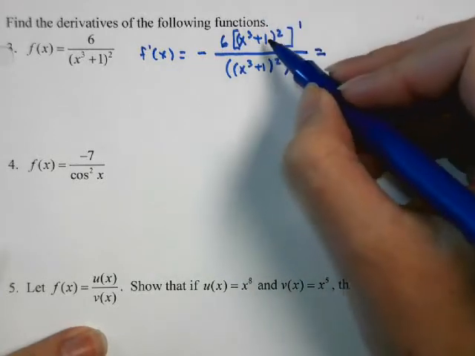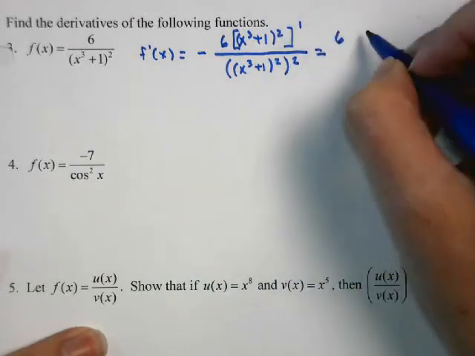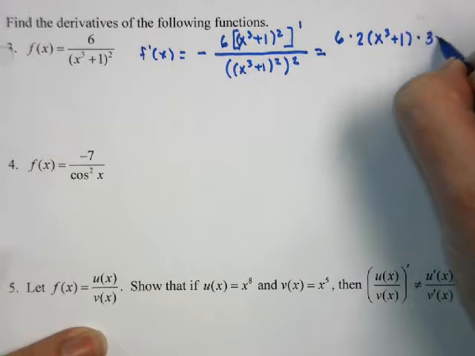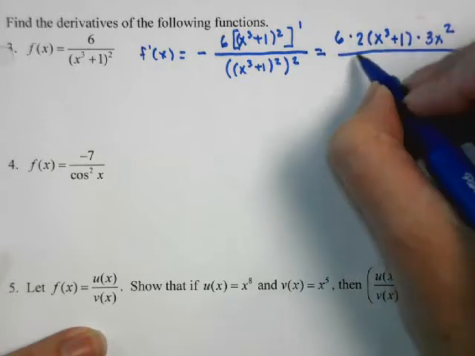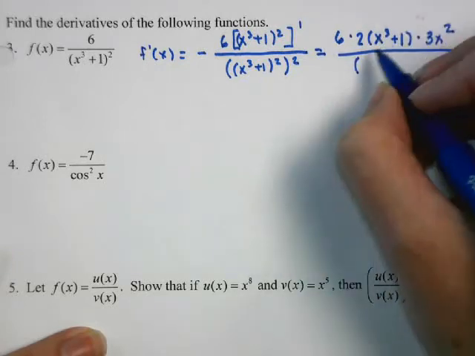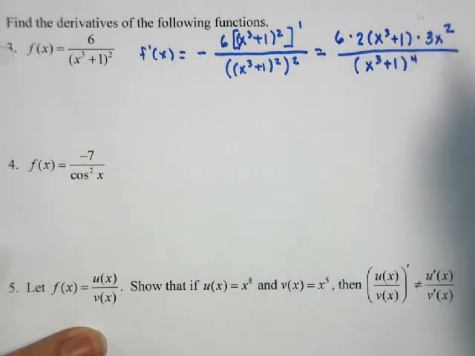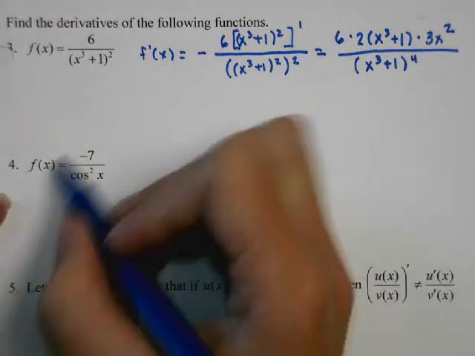So we're going to take this derivative, we have to use the chain rule, so we're going to have 6 times, bring the 2 down, 2 times x cubed plus 1, times the derivative of x cubed plus 1, which will be 3x squared. And on the bottom, I'm going to have x cubed plus 1 squared squared, which is x cubed plus 1 to the 4th. And you can simplify this down further if you want to. I'm going to leave it like that.